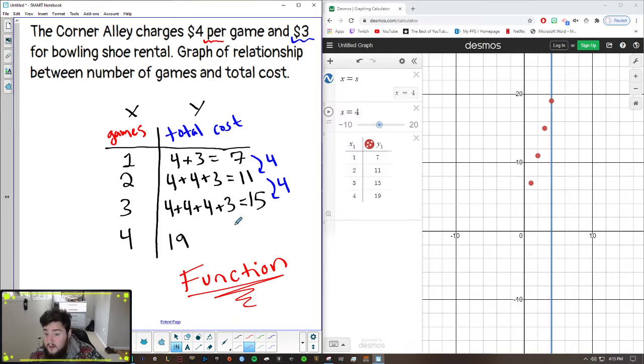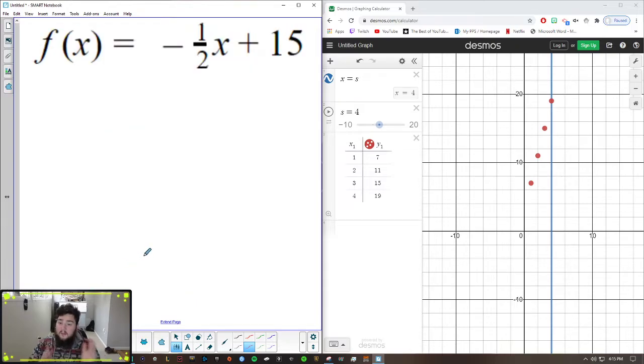So story problems, you're going to need to make a table, put it into Desmos, put your pencil on the paper, or on your computer, and check and see, does my pencil, my vertical line, ever hit 2 points at the same time? And in this case, it didn't. It's a function. Okay, pause your video, write down the problem.